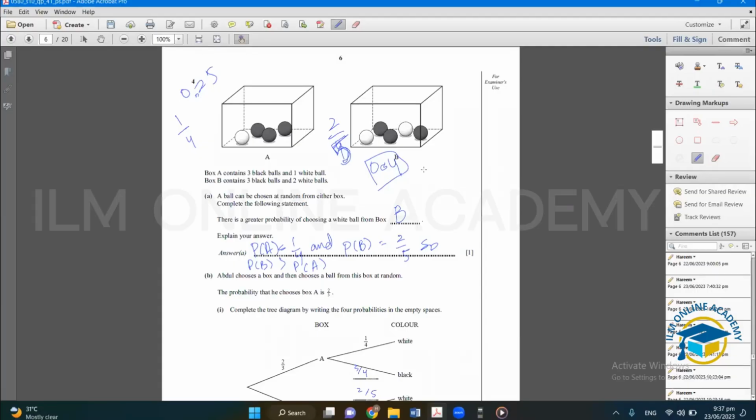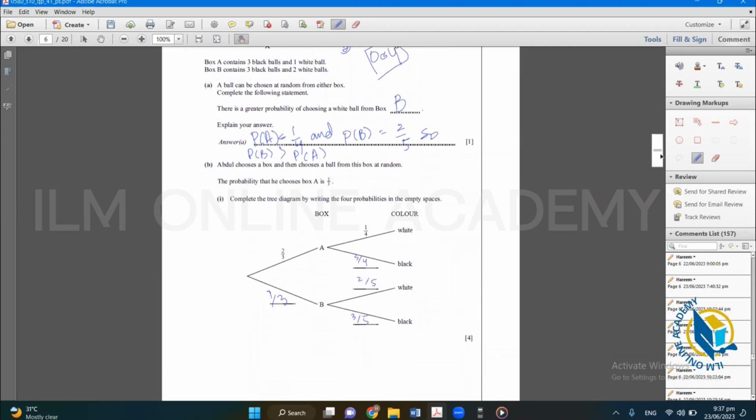In the previous video, we did question number 4, part A, which asked which box has the greater probability of getting the white ball. We have done its solution. Now coming to part B.